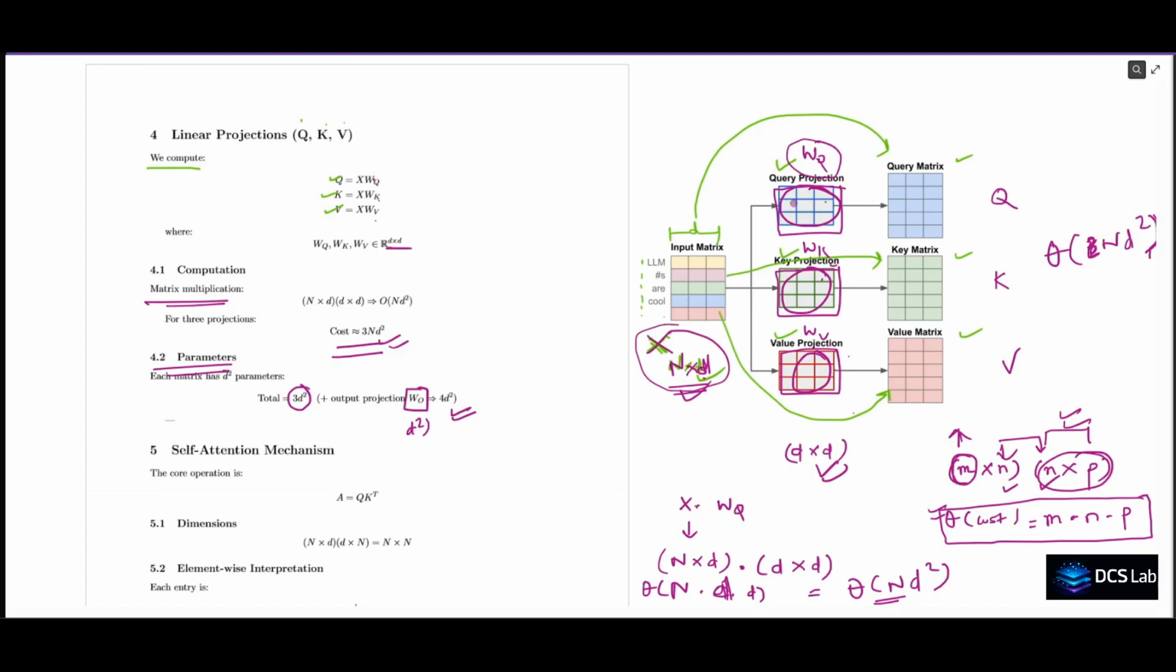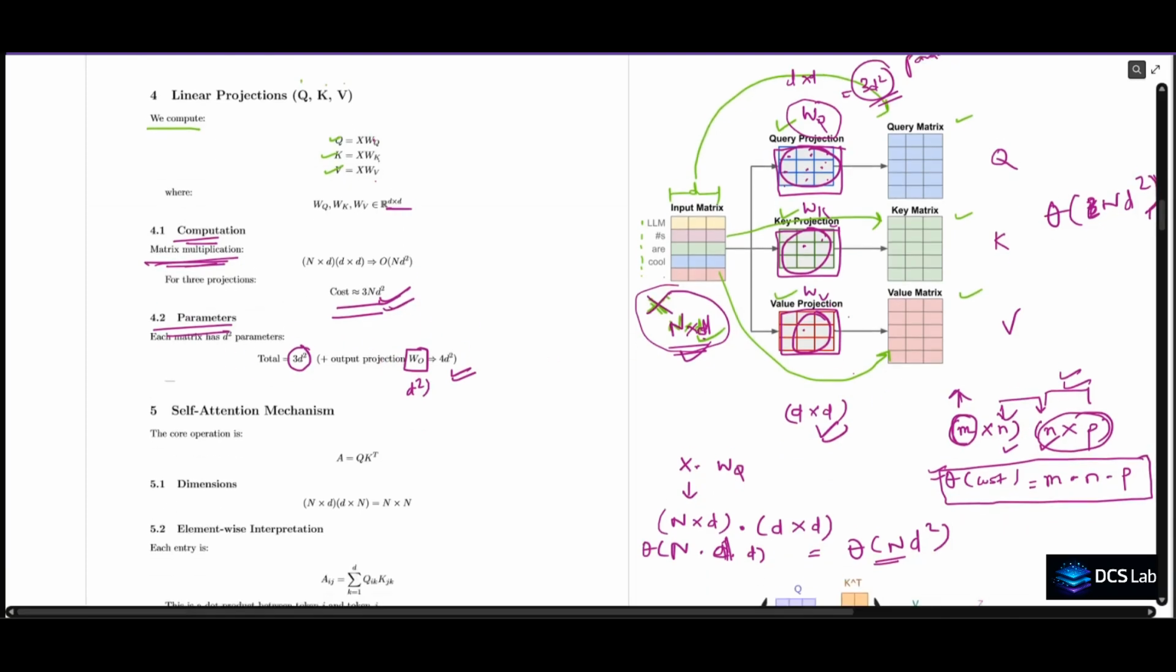Again, each cell you see is a weight, and this weight matrix is of dimension d cross d. And similarly for these, so we have d square into 3, which is 3d square parameters. Remember, this is only parameters. I'm not adding that to the cost. Cost is separate. That is matrix multiplication. We already calculated it here. This is just the parameters.